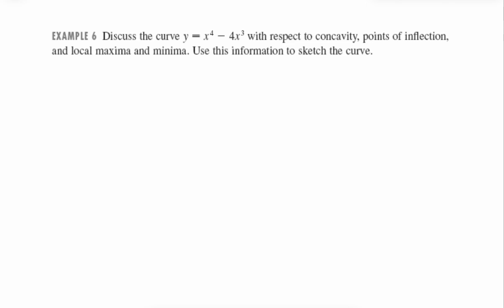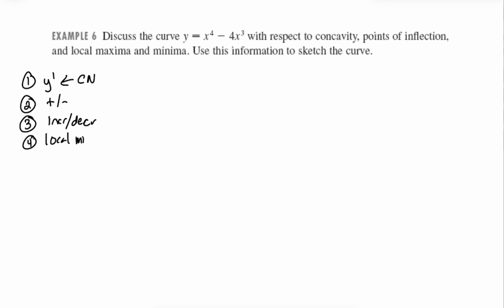Okay, so the first thing you want to do is find your first derivative. You want to make a plus or minus chart for that, which will tell me the increasing, decreasing. This will also tell me the critical numbers. Plus or minus chart, increasing or decreasing, local mins or maxes.